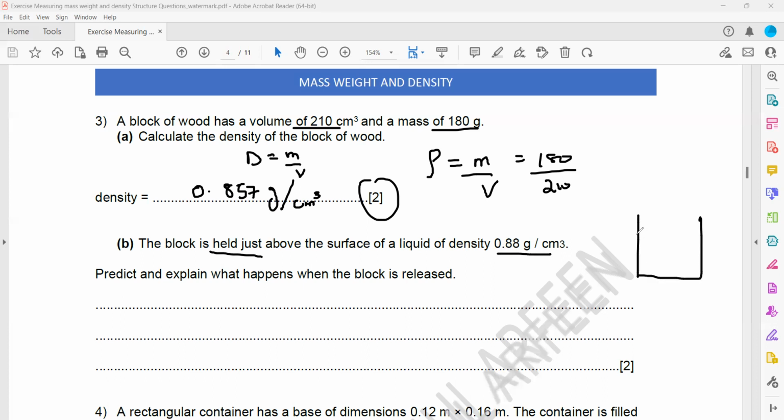Now, like we have a liquid which is having a density of 0.88, and we have this block which is having a density of 0.857. What will happen to this block? It will float or sink?